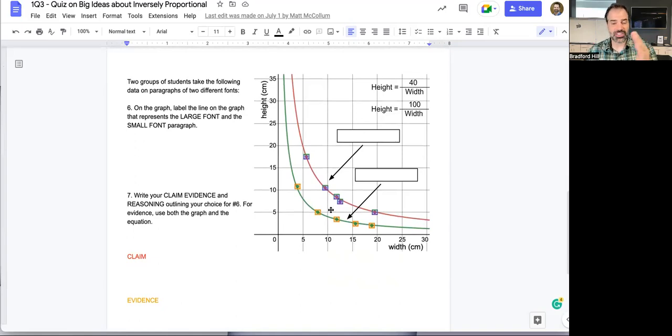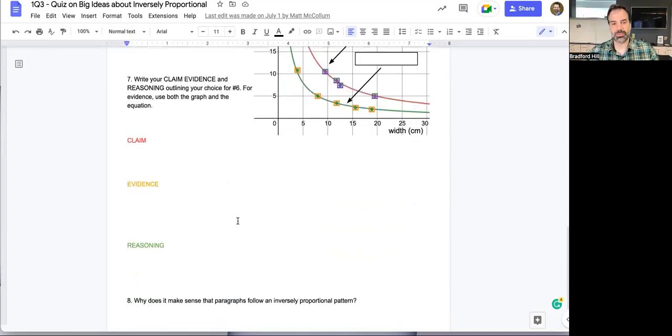Actually, in the marble lab, I skipped over it, but the steeper curved parabola is actually the smaller marble, and that's kind of neat why that turns out to be that way. But I just want to show you that claim, evidence, reasoning spirals throughout.